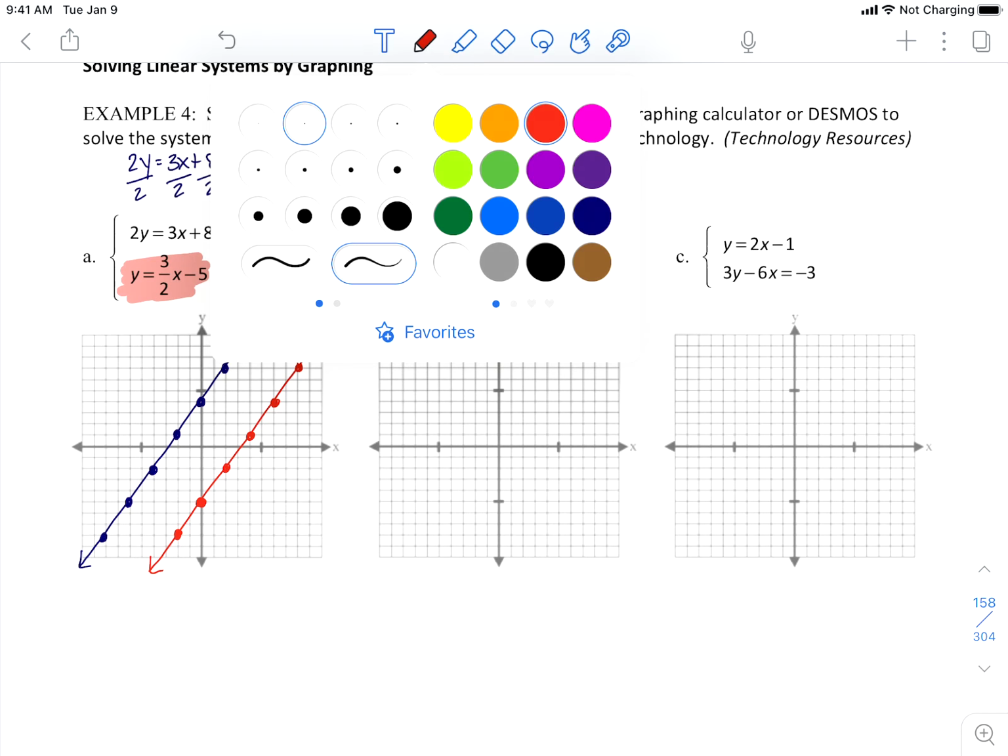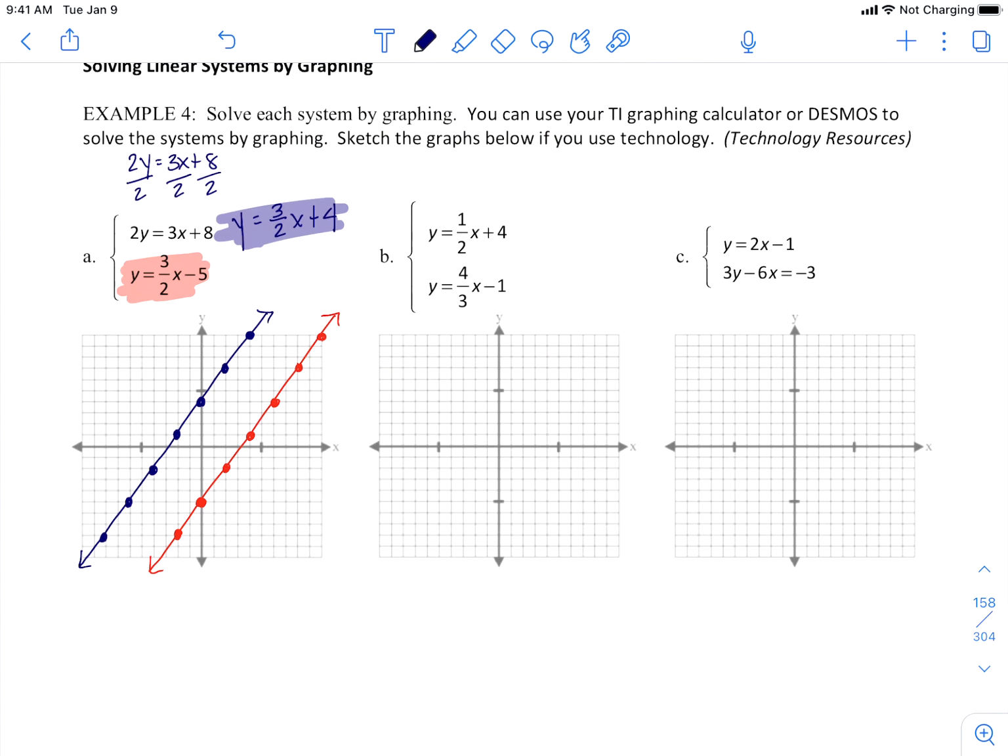Now this one, you may have noticed that our slopes are both 3/2, right? Which tells us that these are going to be parallel and that there's going to be no solution. But it's always good to verify by graphing, and we were asked to graph here.